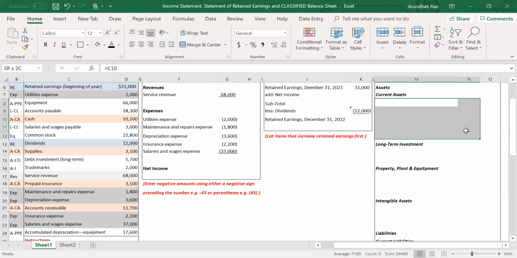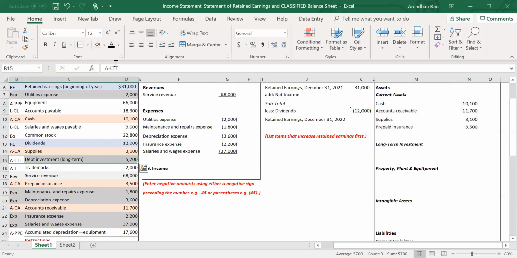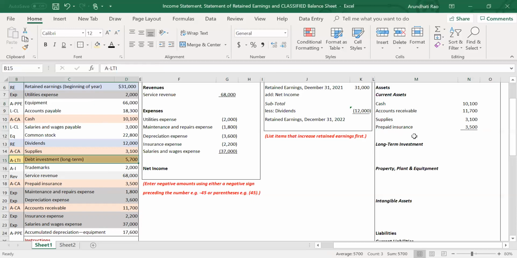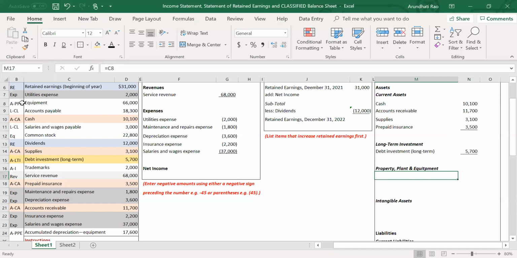So now that I have listed all of my assets over here, okay, long-term investment, I have one of those. Again, I'm going to go with a different color. Long-term investment, I have one of that. Oops, my mistake there. I should just put this. Okay, property, plant, and equipment. I have equipment, and then I have accumulated depreciation. So I have 2 items over here.